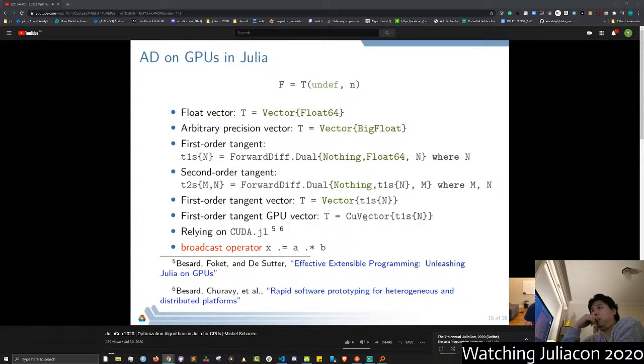And we can just put that type then into a vector or into a CUDA vector, and we have a GPU implementation, which is really great and made possible by this awesome package, CUDA.jl. CUDA.jl also implements a parallelization, so a CUDA kernel generation using the broadcast operator, which we also make heavy use of. This really makes it very easy to write GPU implementations.